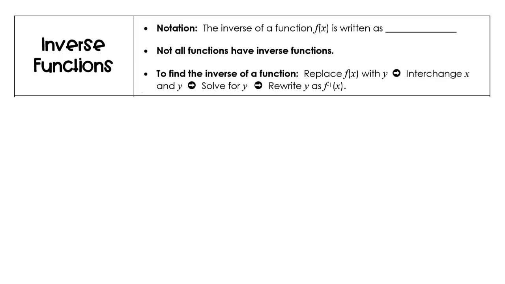So the next part, we're going to transition from relations and inverse relations to talking about functions and inverse functions. Now the notation for an inverse function is going to be f to the negative 1 of x. And again, that's not necessarily talking about 1 over x. Something else that we need to realize is that not all functions will have an inverse, and then they tell us some steps to go through to actually solve for an inverse, and we're going to look at that next.